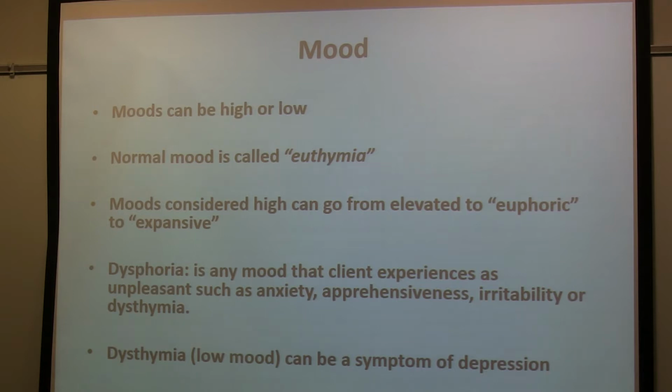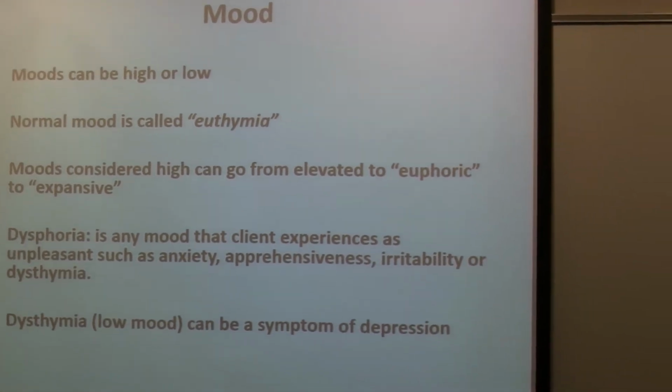Moods can be high or they can be low. Normal mood is called euthymia. Moods considered high, such as in bipolar disorder, which we will talk about a little later, can go from elevated to euphoric and can actually increase into what we call expansive. Dysphoria is any mood that the client experiences as unpleasant, such as anxiety, apprehension, irritability, or dysthymia. Dysthymia is low mood, and it can be a symptom of depression.